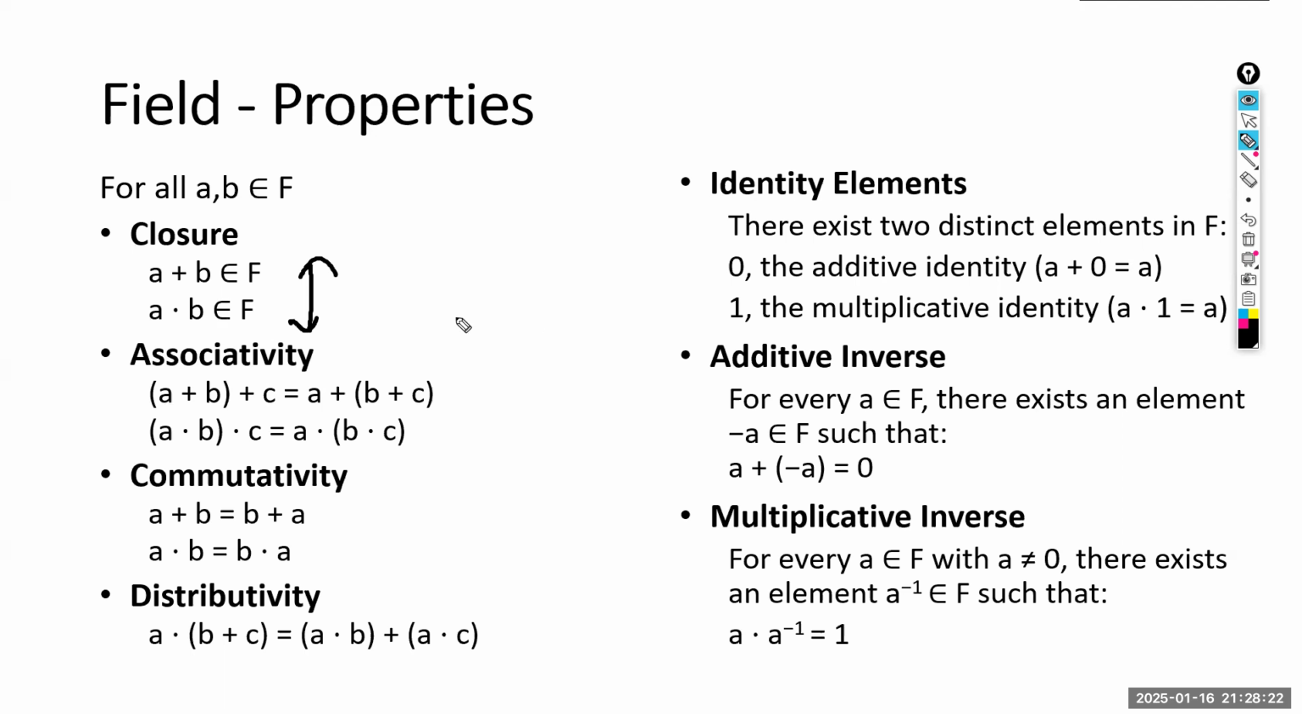Then the associativity property: A plus B plus C is equal to A plus B plus C, grouped either way. A into B into C is the same either way. Commutativity: A plus B is the same as B plus A, and A into B is the same as B into A. So that means fields satisfy these properties.